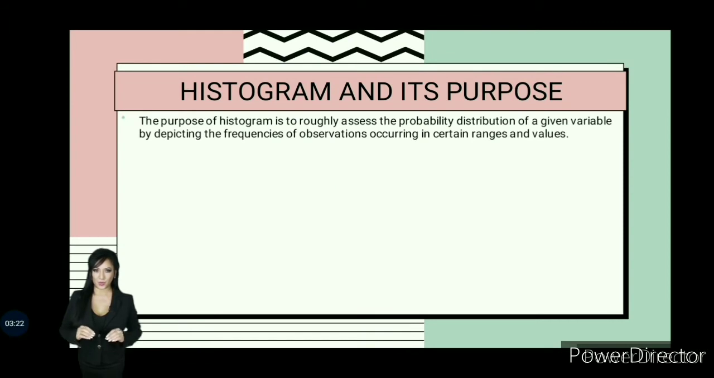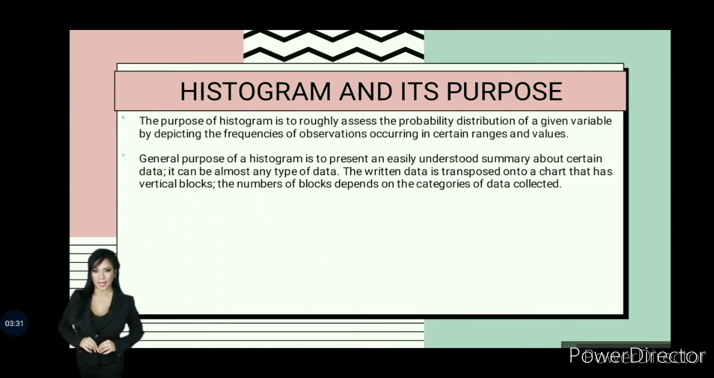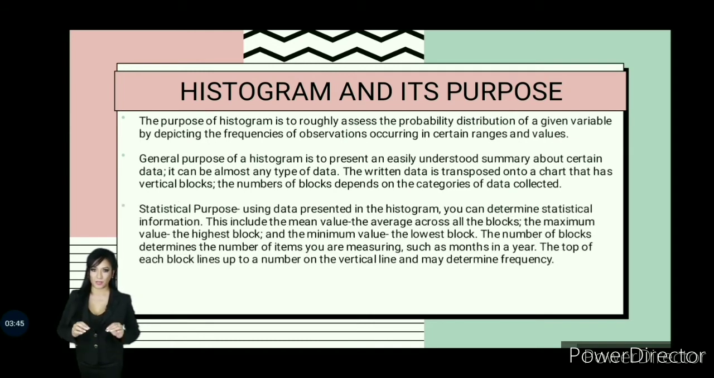The purpose of a histogram is to roughly assess the probability distribution of a given variable by depicting the frequencies of observations occurring in certain ranges of values. The general purpose of a histogram is to present an easily understood summary of certain data. It can be almost any type of data. Statistical purpose: using data presented in the histogram, you can determine statistical information.